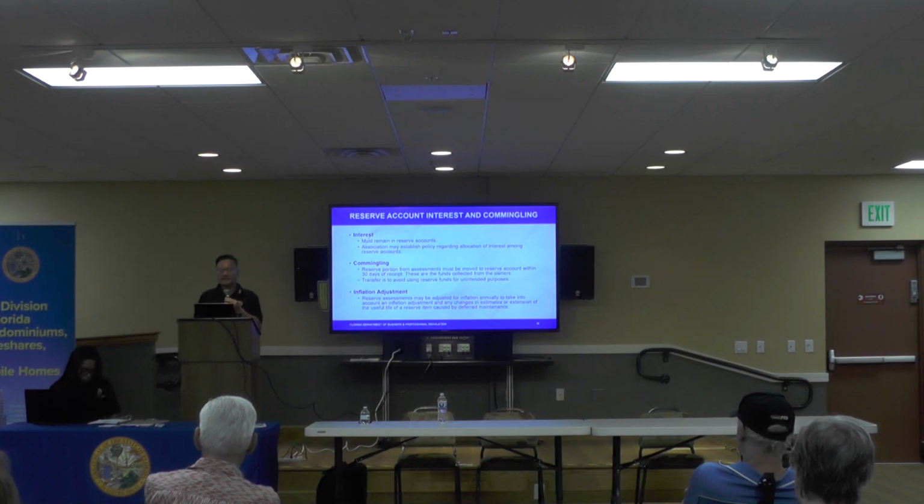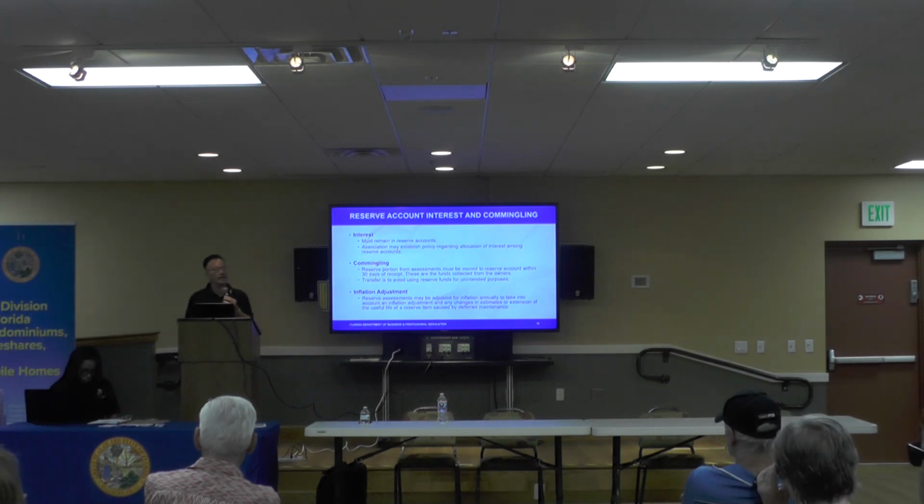For either form of reserve style, two important byproducts are interest and commingling of funds. Interest must remain in the reserve account. The association may establish a policy regarding allocation of interest among reserve accounts. Commingling. The reserve portion from assessment must be moved to the reserve account within 30 days of receipt. These are the funds collected from the owner. The transfer is to avoid using reserve funds for unintended purposes.